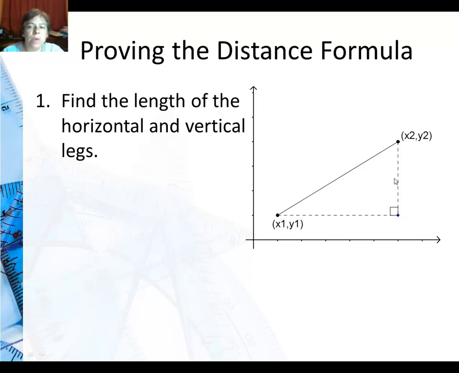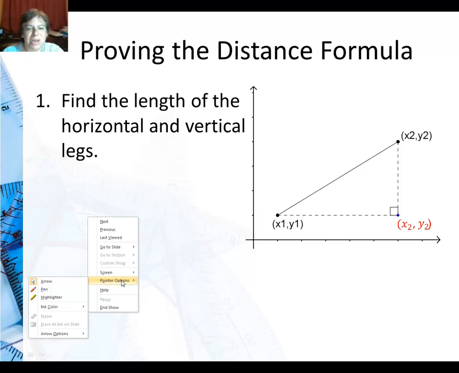Now I did draw in a right triangle. That was to help. And this point right here is important. Now how did I know that that point was x2? Well, I'm sliding along the horizontal here, so the y is not changing. And so the y has to be the same. It has to be, oops, y1.